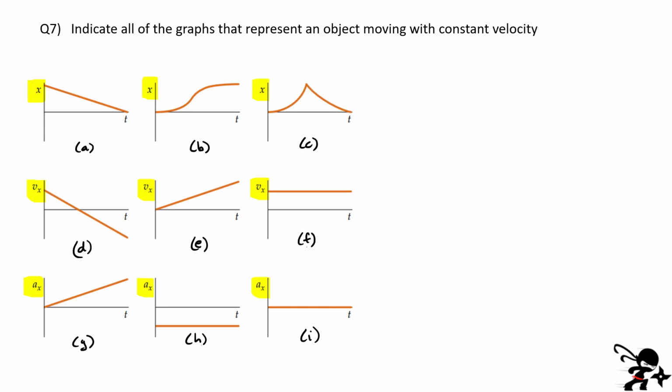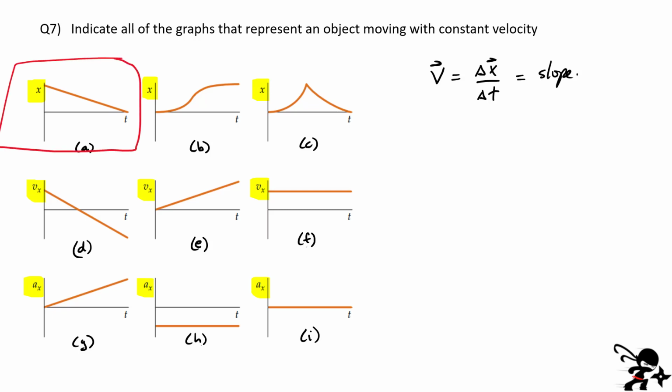So for position versus time, remember, how do you find velocity, right? The velocity represents the slope of the graph, okay? So what we're looking for is a constant slope, and the only one with a constant slope is choice A, okay? The slope is negative, but it's constant, so that's good.